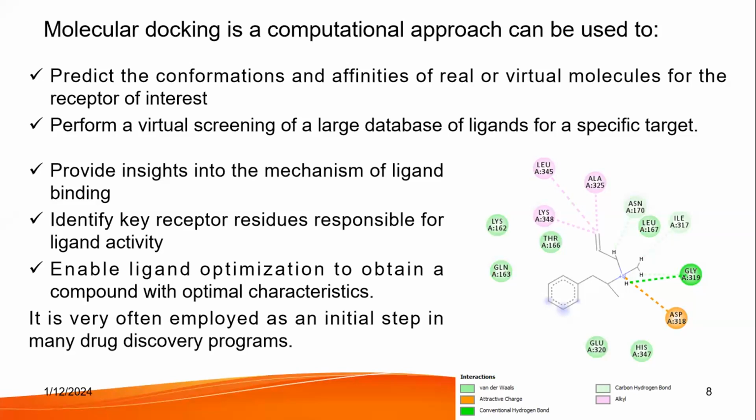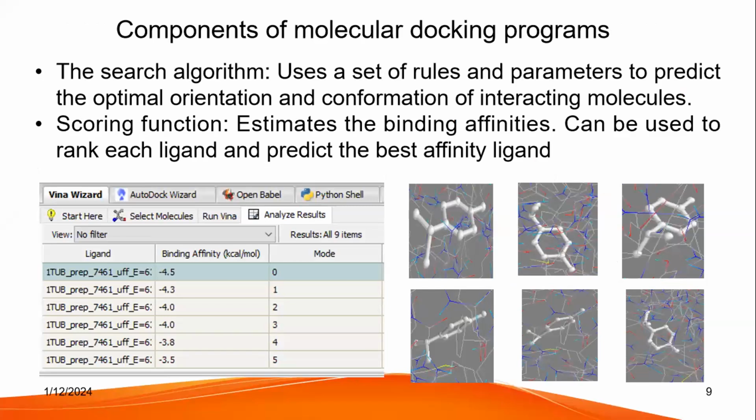So molecular docking is often employed as an initial step in many drug discovery programs. There are two major components to molecular docking: the search algorithm and the scoring function. There are two major goals of molecular docking: to understand the conformation and the optimal orientation of the interacting molecules. You want to understand the best pose or conformation of the ligand in the active site or binding site of the receptor. So you do a conformational search. That is one aspect. The second aspect is the scoring function to estimate the binding affinities.